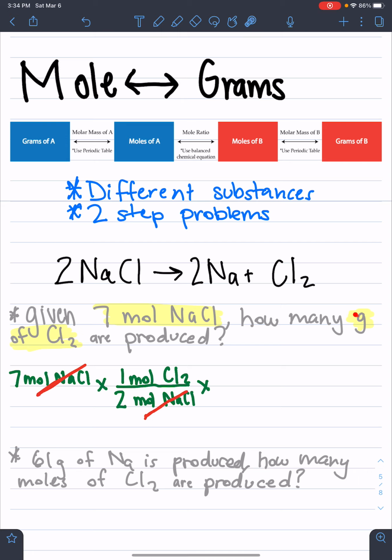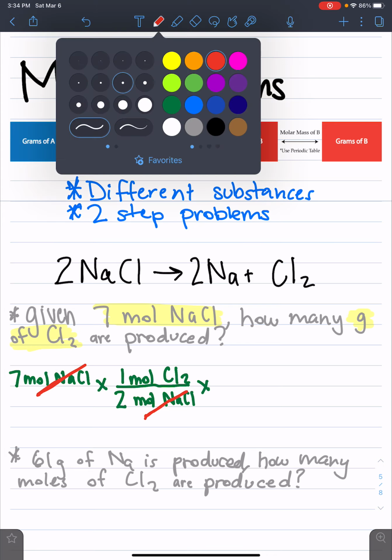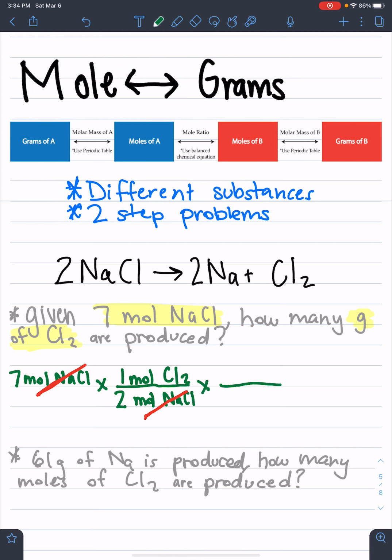And we're still not done yet because we need grams of Cl2. So now that we're at moles of Cl2 and we're trying to get to grams, we just have one more step. And you'll notice in between this moles and this grams, that's when we're going to use our molar mass from our periodic table. So on the bottom, remember, we want to be able to cancel these things out. So we have moles of Cl2 here. We want moles of Cl2 on the bottom. On top, we want what we're going to, so we're going to grams of Cl2. So on the top, we're going to have grams of Cl2.